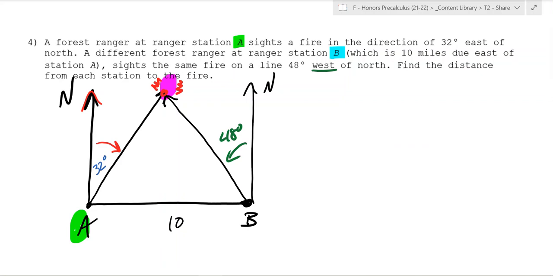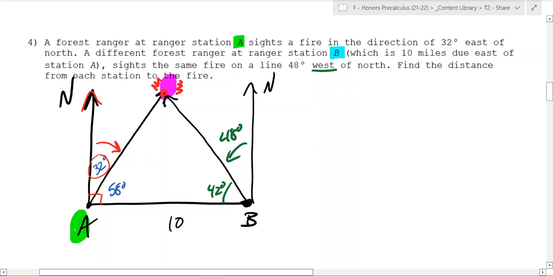So how do we go about doing that? Well, what we first do is we fill in the missing angles here. So if this is 32, you know that the whole thing adds up to 90 for north right there. The whole thing adds up to 90. So this right here is going to be 58 degrees. And then over here, since this one is 48, this one's going to be 42 degrees.